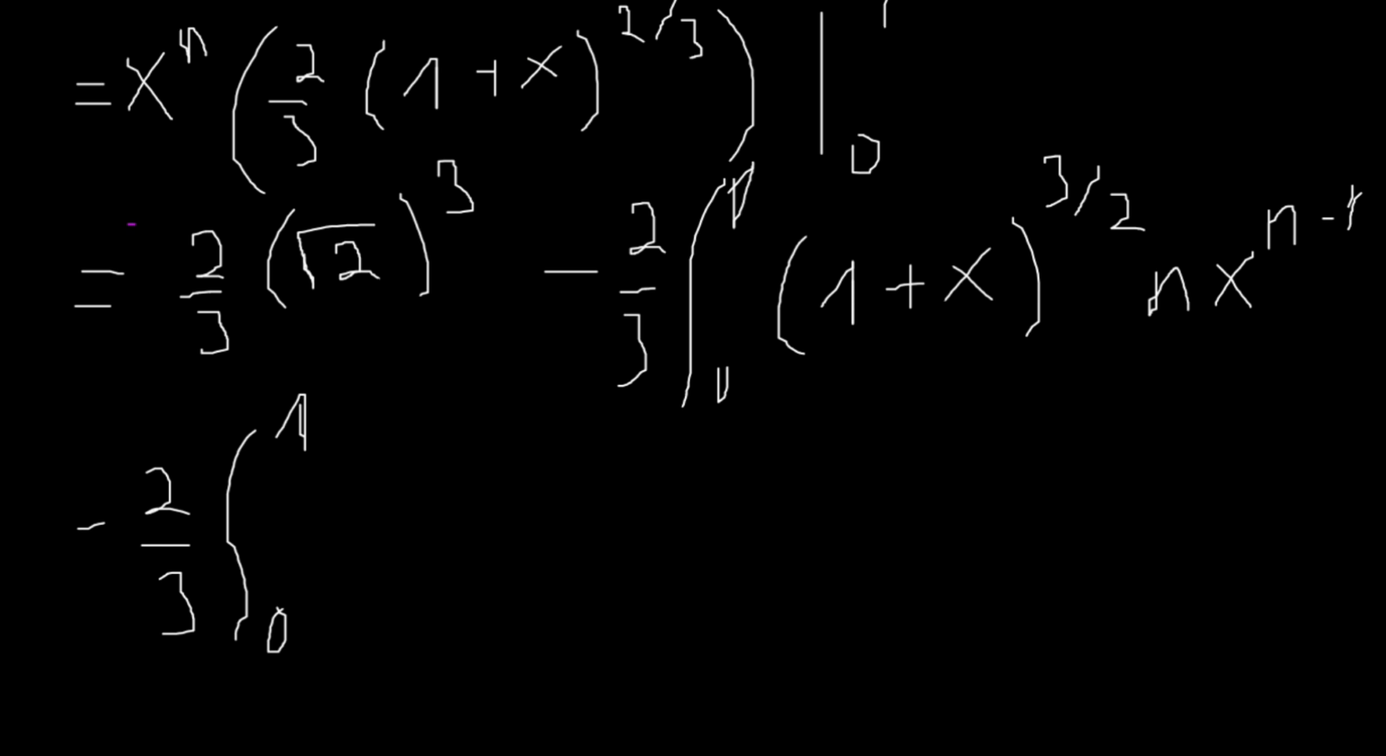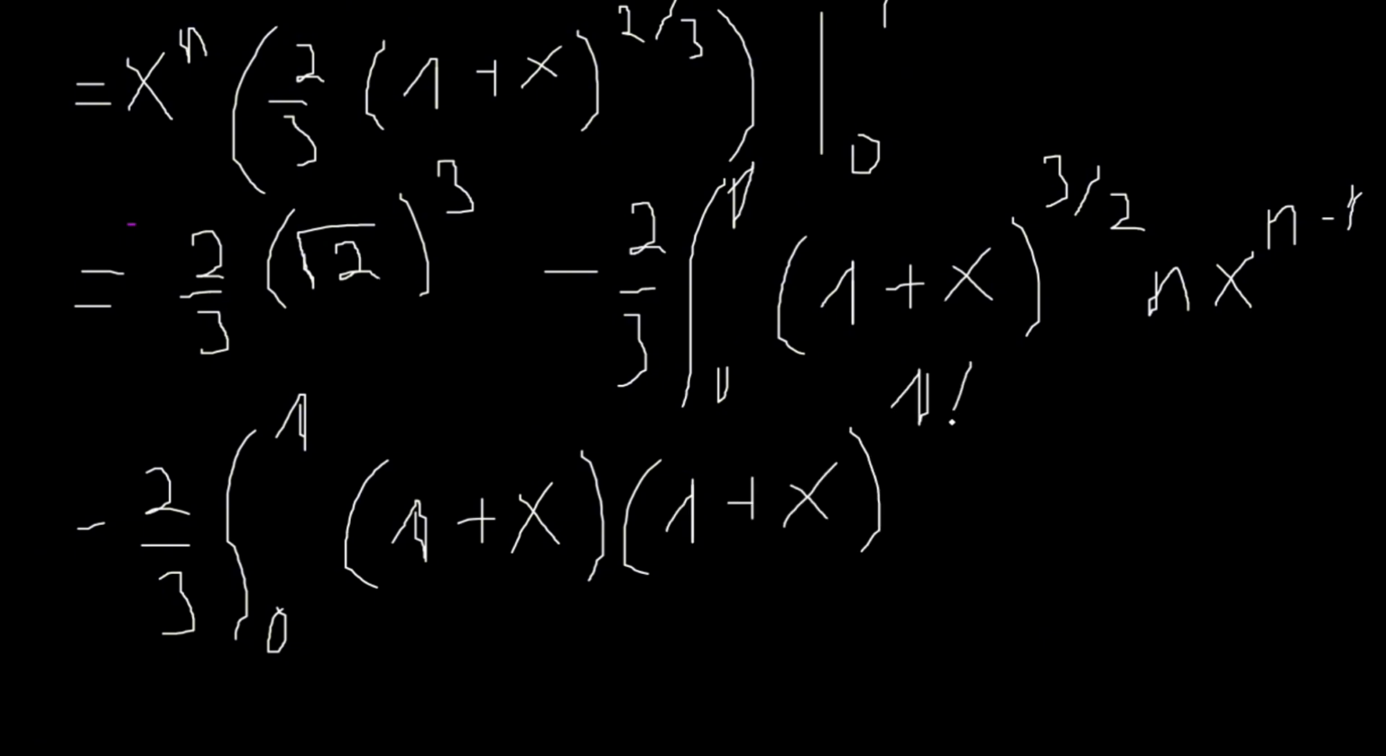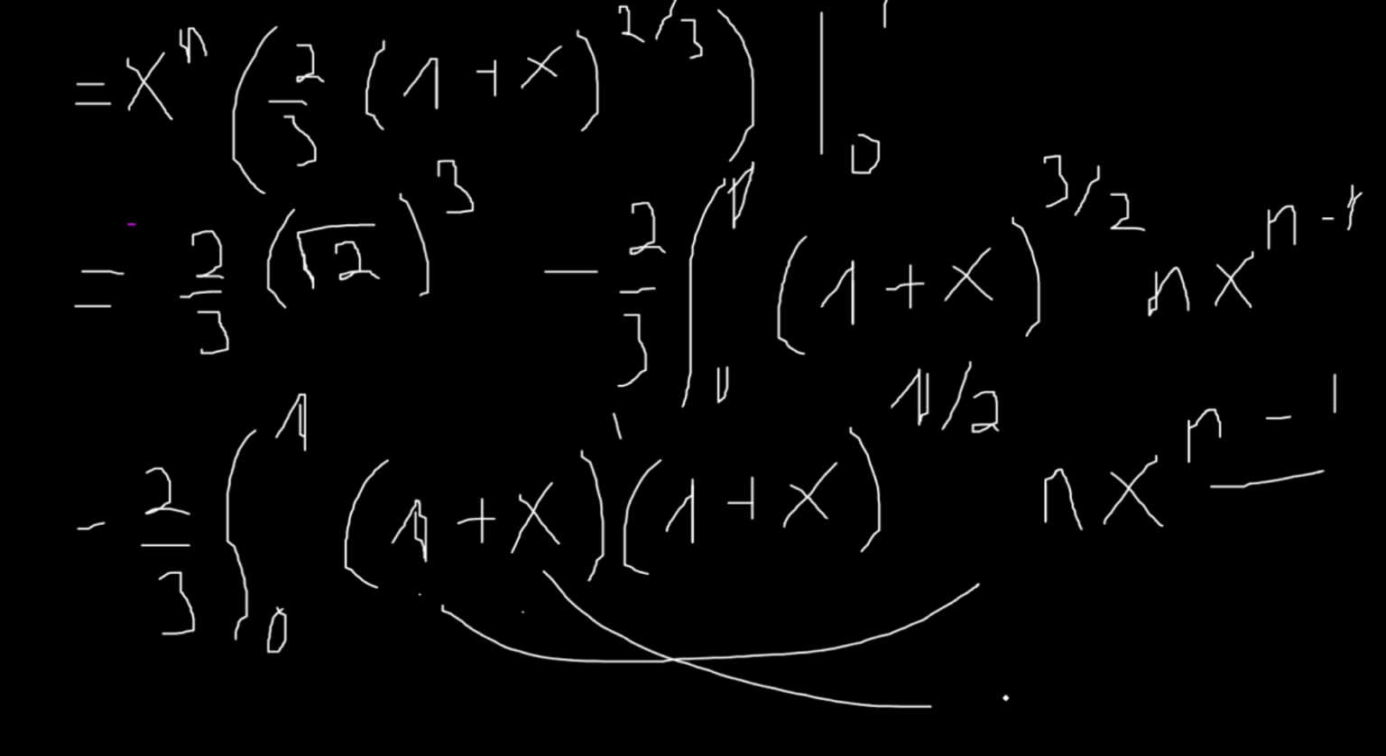Okay, 1 plus x to the power 3 on 2 can be expressed as what? 1 plus x times 1 plus x all to the power half. Then from here we can expand, and also have the I to the n and I to the n minus 1, multiplying by 1 and multiplying by x. Therefore, 1 times this and x times all of this.